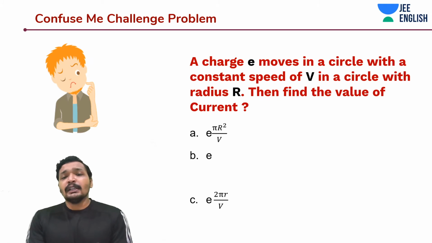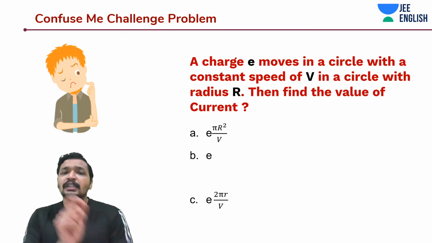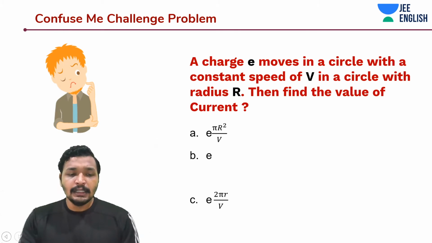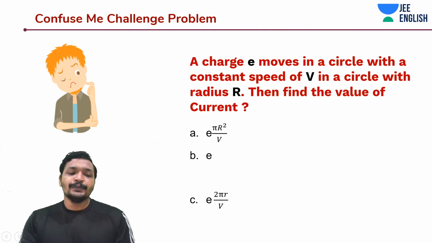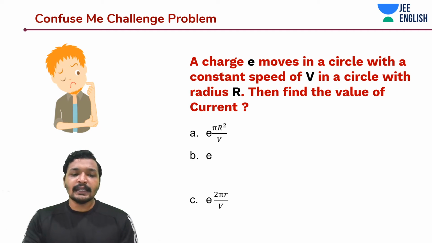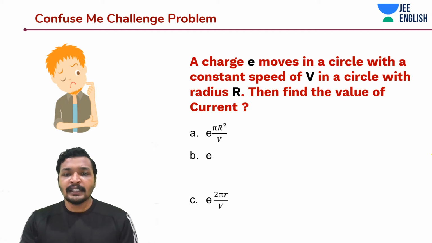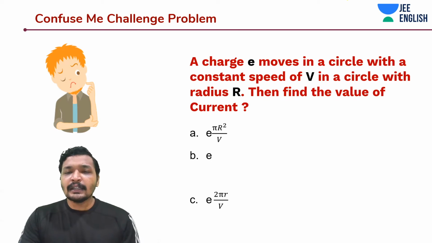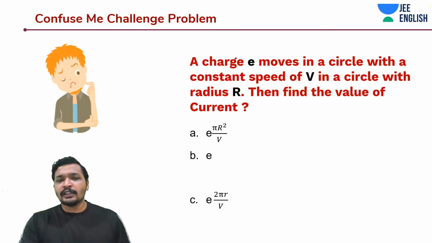So the total, if you assume that car was a charge, then in that case, what would happen? The time period would become V by 2 pi r, and the current would become E into V by 2 pi r, because the magnitude of charge in this case is E. If given Q, then it would be Q. Okay guys, wasn't it really simple and intuitive? It was really intuitive, I guess. They have confused you a little over the concept that it is moving with speed V. So what is going to happen?